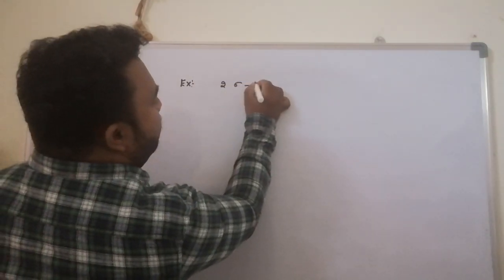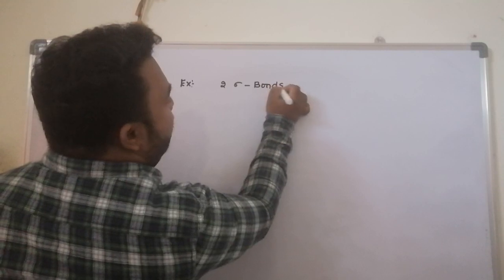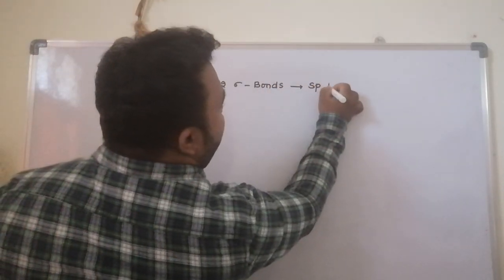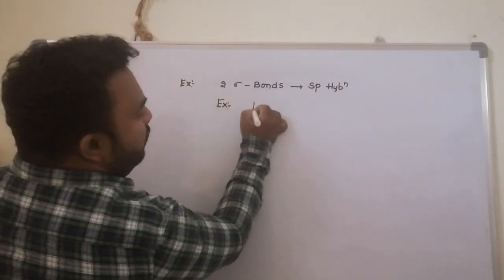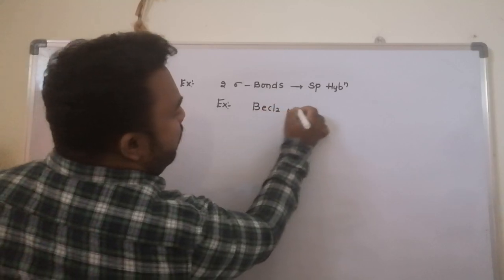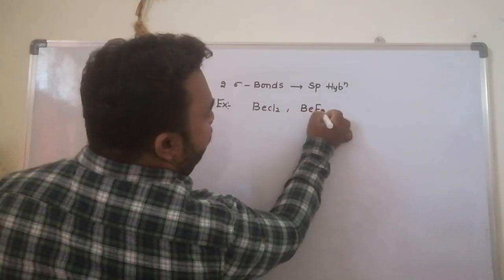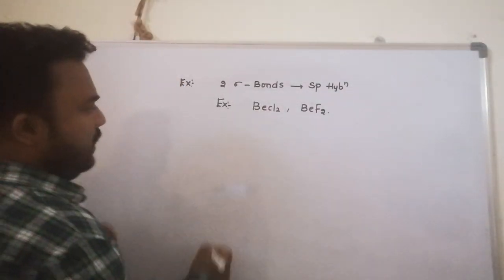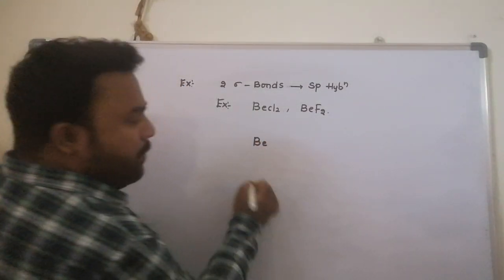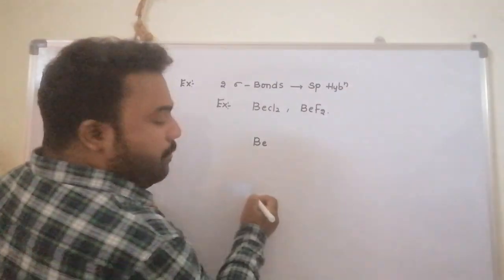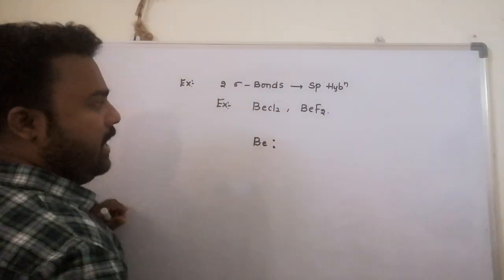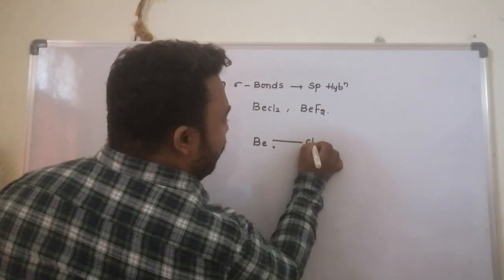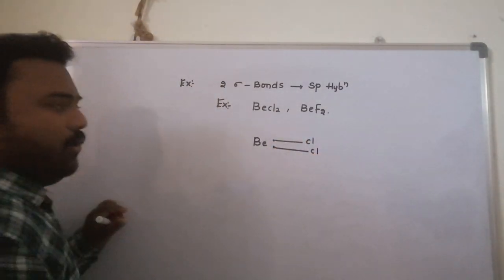Two sigma bonds, sp hybridization. Example, BeCl2, BeF2 molecules. In BeCl2, beryllium is the central atom. Beryllium belongs to the second group, so it has two valency electrons. One bonds with chlorine, another one bonds with chlorine.